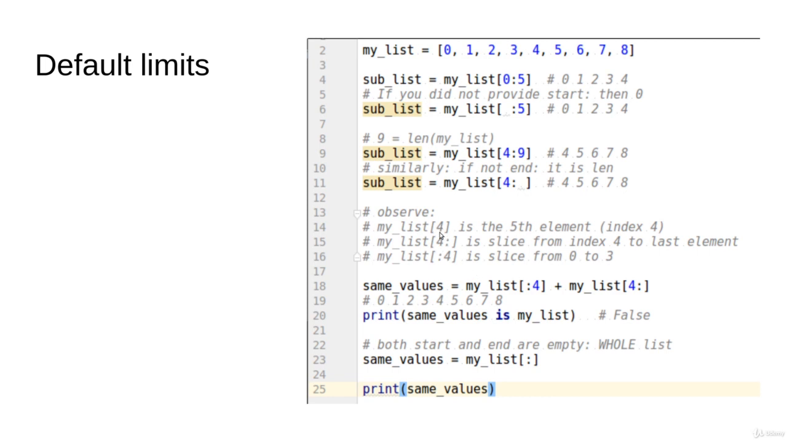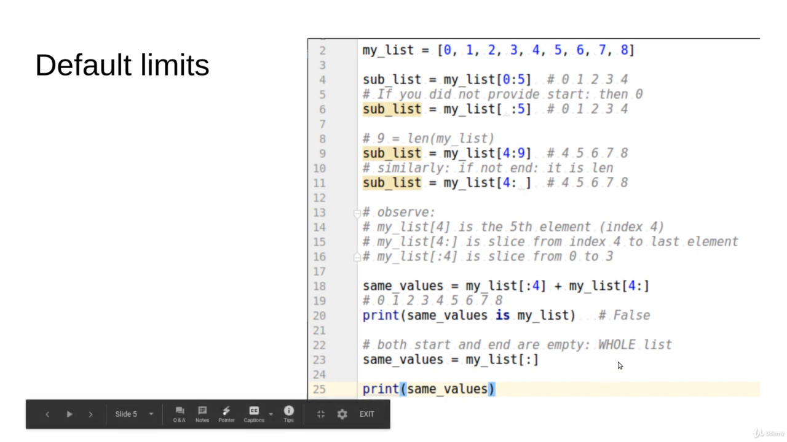Observe, if you wrote [4], that's all, it is actually the 5th element, which is index number 4. [4:] is a slice from 4 to the last element in the list. [:4] is a slice from 0 to index number 3. According to that, if you concatenate [:4] with [4:], this will actually be the whole list. In a very similar way, and you will see this a lot in industry, if you wrote just [:], that's all. So there is no start and there is no end. The default of the start is 0, the default of the end is the end of the list. So this is actually again a copy of the whole list.